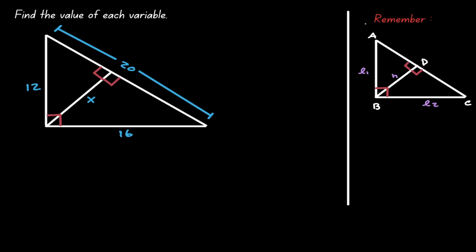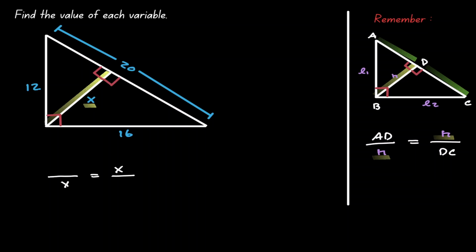Let's identify the location of the variable. The variable can be seen as the length of the altitude of this right triangle. But remember that the altitude of that right triangle can be seen as a geometric mean between AD and DC. But notice that we encounter a problem because the altitude of the right triangle, which in this case is x, if we plug it into our proportion, we do not know what's the length of AD, and we do not know what's the length of DC.